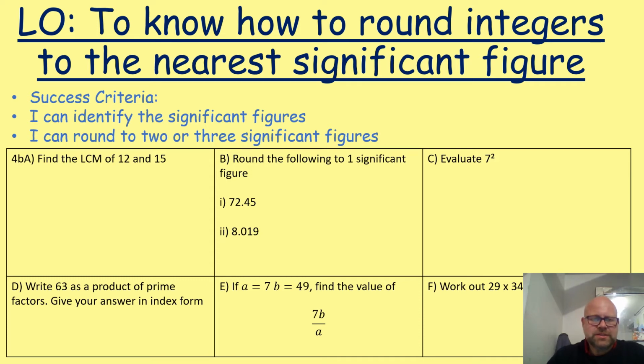Hello, this is lesson 2 in a series about rounding. Today's learning objective is to know how to round integers to the nearest significant figure. Your success criteria is: I can identify the significant figures and I can round to 2 or 3 significant figures.